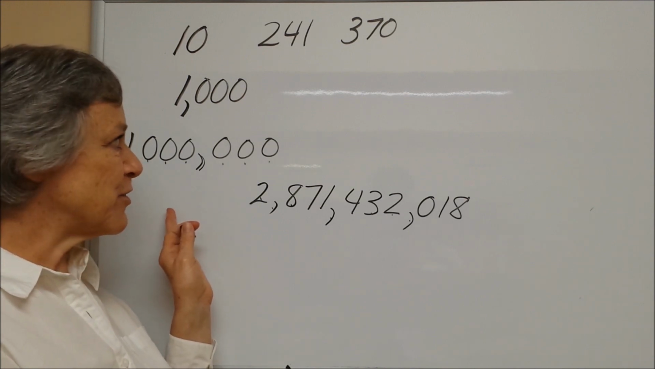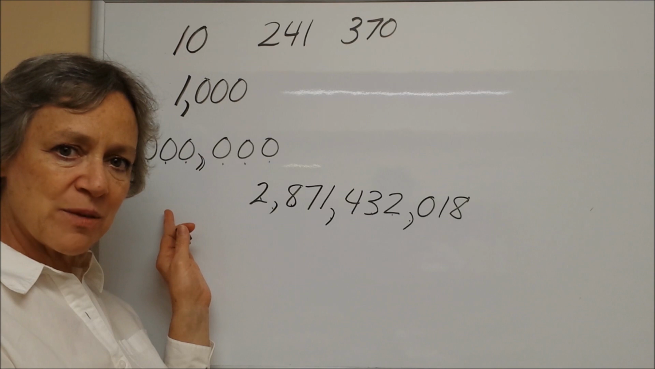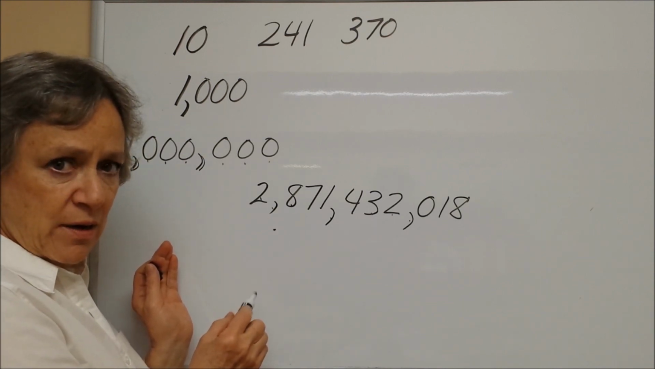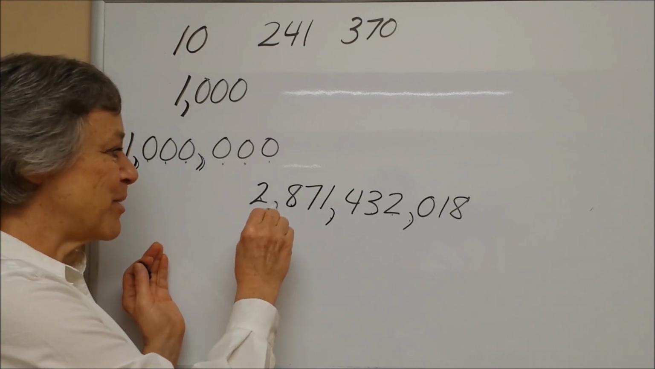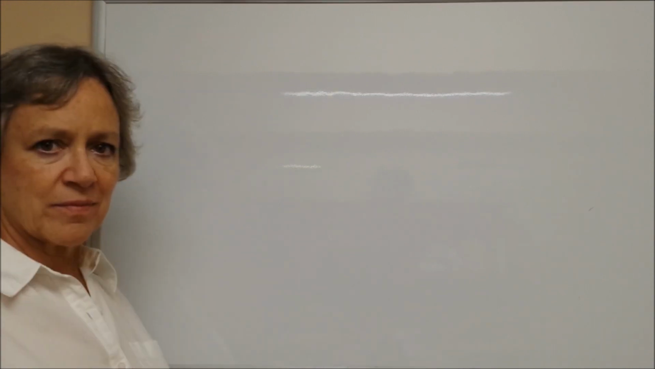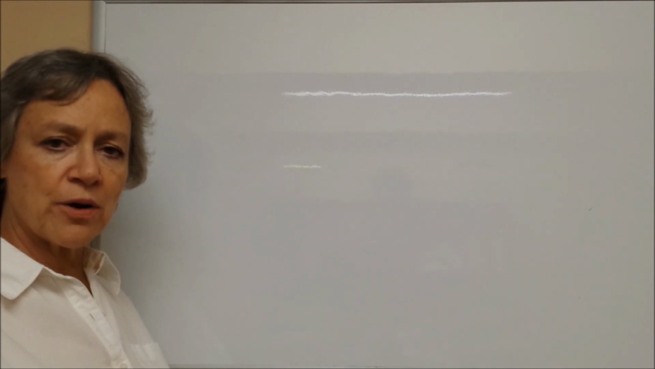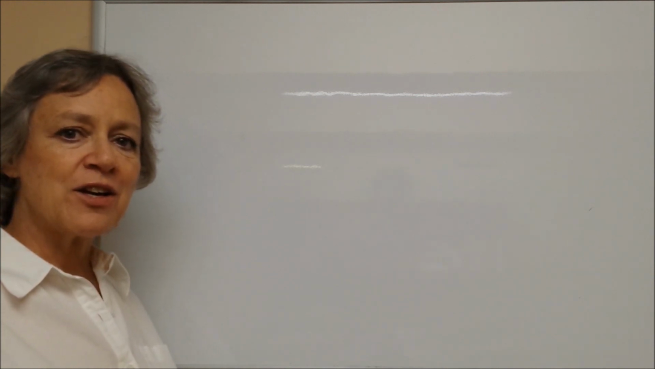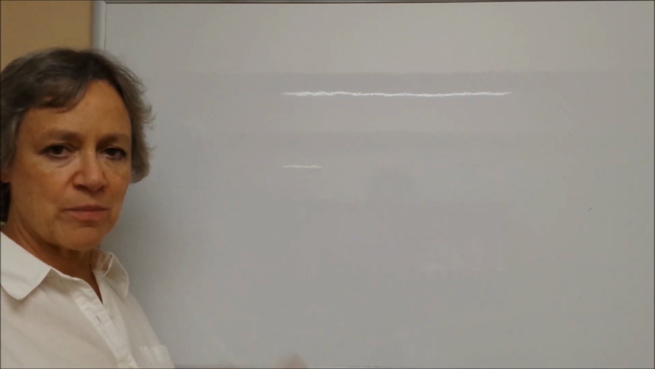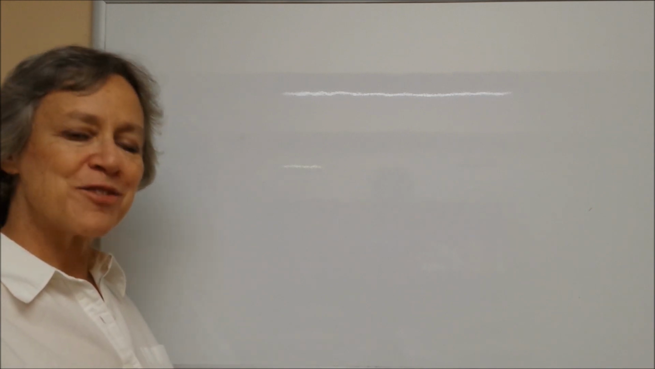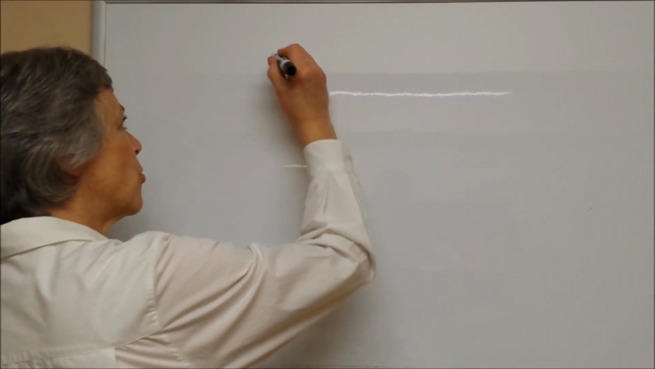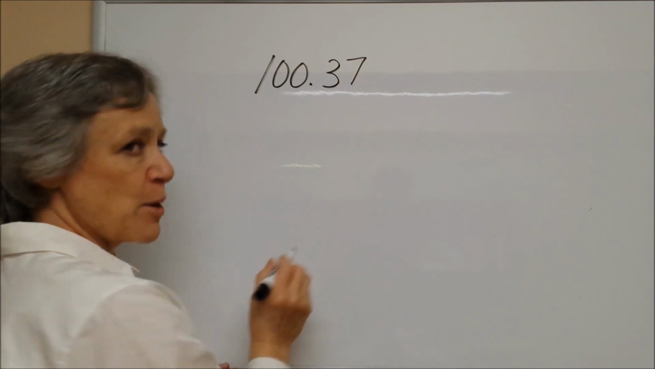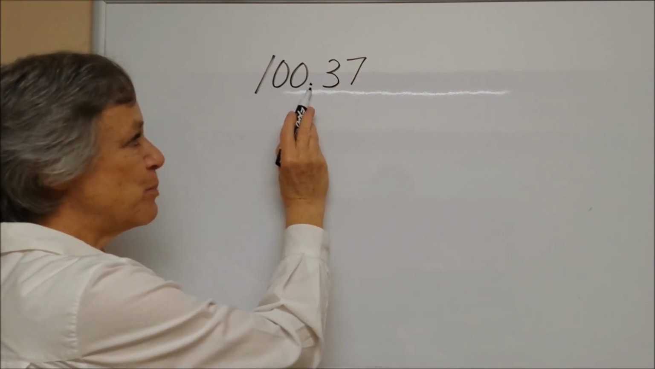So this is a little bit different from the way numbers are written in some other countries. In some countries, a period is used instead, but in the United States, we use a comma. To write a number with a fractional part, we use a decimal point, which is the same as a period, to separate the whole number from the decimal portion of the number. So I could have the number 100.37, for example, and I use a period here.